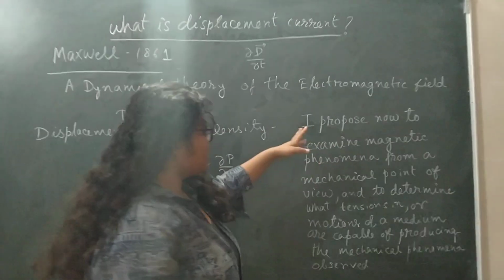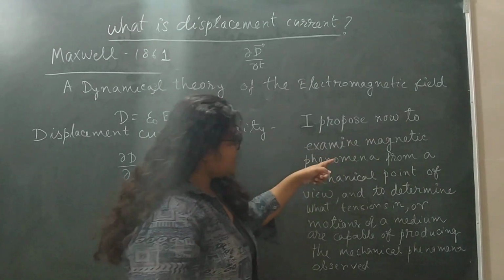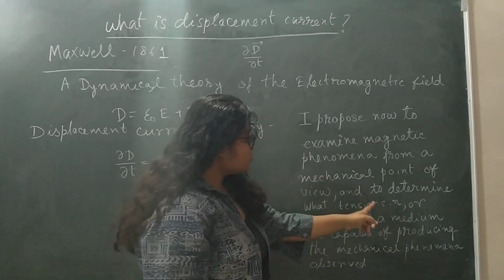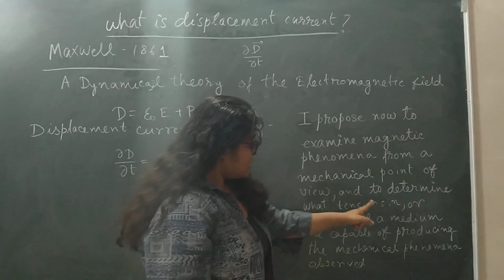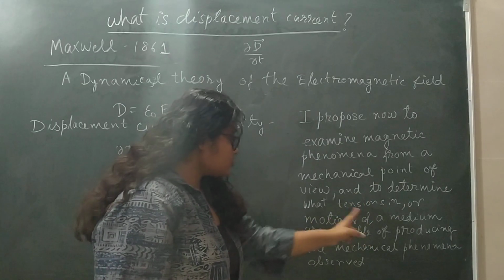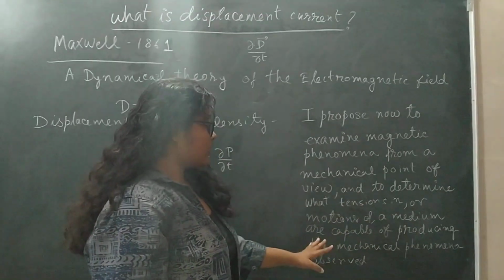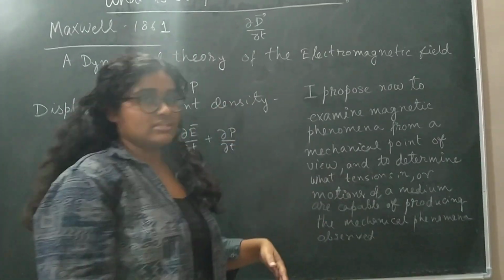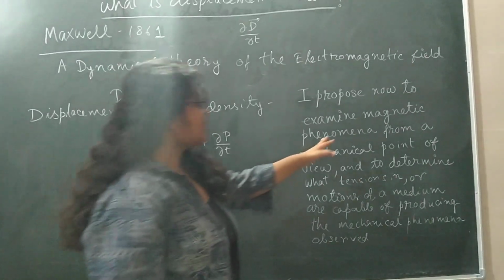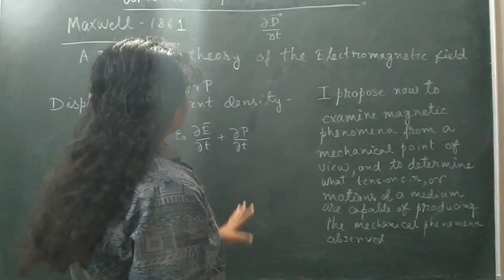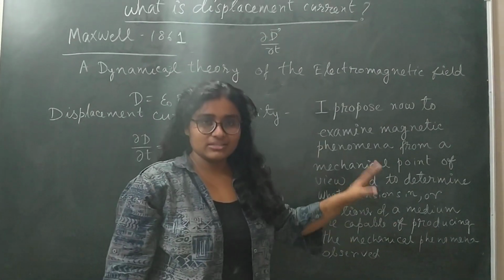He wrote in his paper, "I propose now to examine magnetic phenomena from a mechanical point of view and to determine what tension in or motions of a medium are capable of producing the mechanical phenomena observed." So he tried to examine the mechanical phenomena by the motions of the charges from the magnetic field, to examine the magnetic phenomena from a mechanical point of view. To be very frank, most of you cannot understand his words.